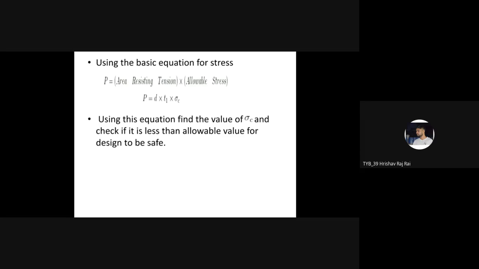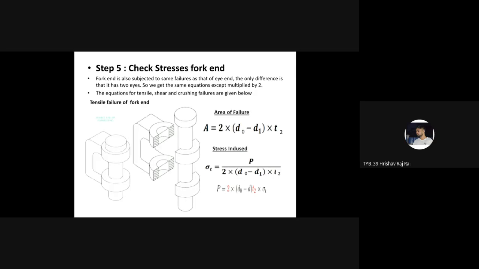Now, next part, we are going to see that we have to check various stresses which may get induced in the fork also, that we have seen in the eye. Now we have to check whether the stresses which are induced in the fork side are within the limit or not. Here you can see I have somewhat modified the diagram; the further part towards the rod side is not shown here. I have concentrated only on the two eyes of this fork.